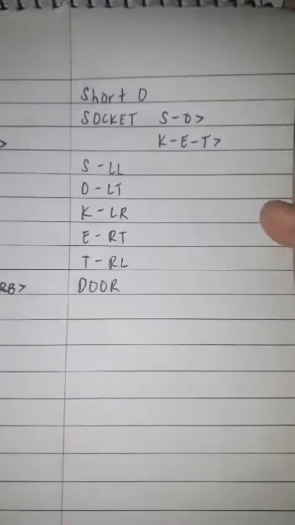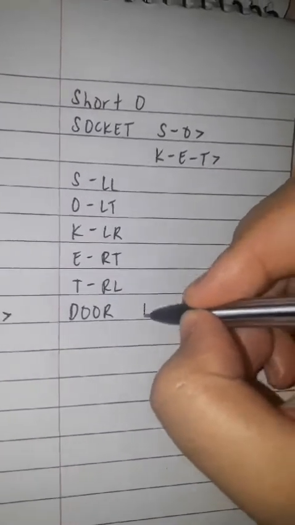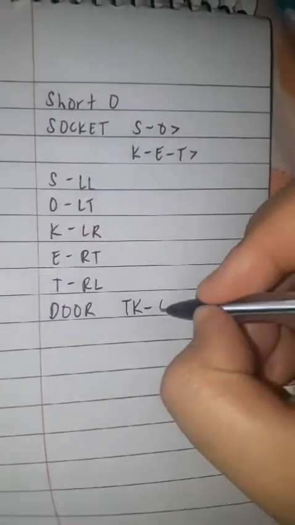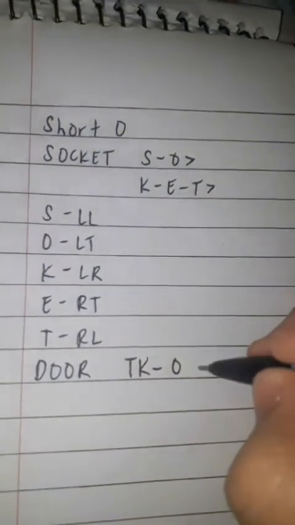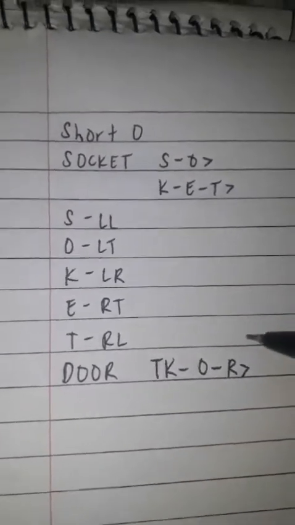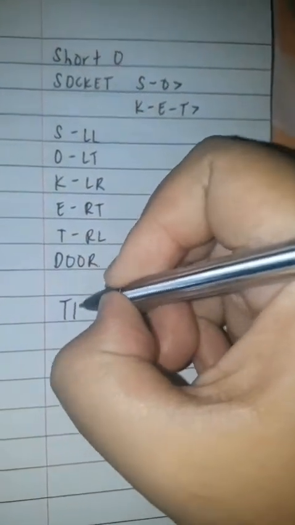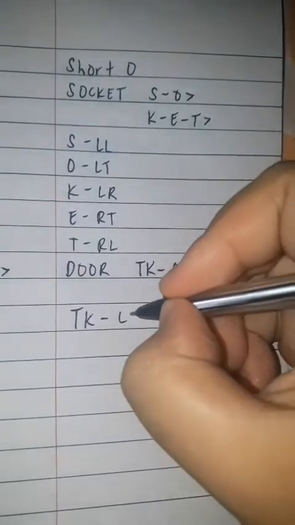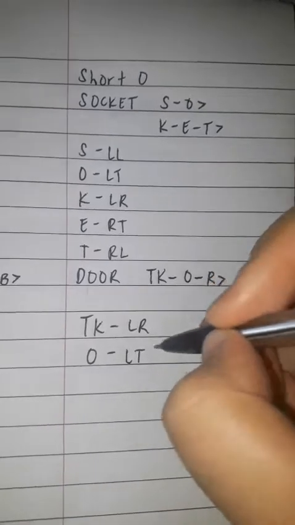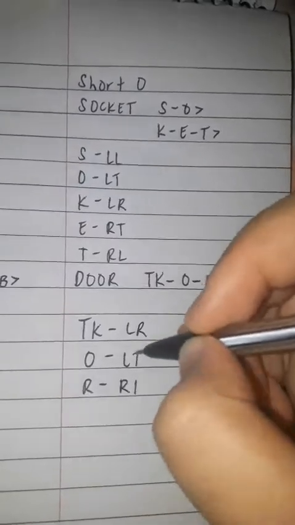So, ang word ay door. Ang codes para dito is initials TK, vowel O, ending R, then release. So, ang assigned fingers naman para dito, for TK, is left ring, vowel O for left thumb, and ending R for right index.